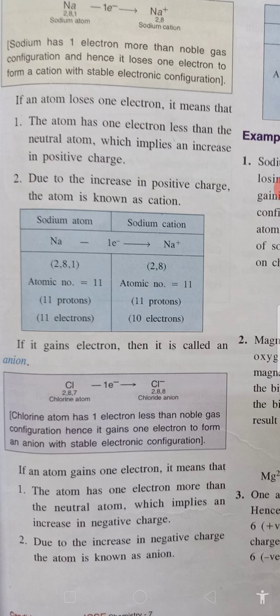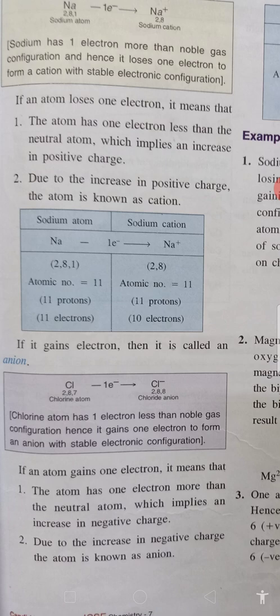If you see, its atomic number in atomic form is 11. In sodium cation form also it is 11, and it has 11 protons. The atom also has 11 protons, the cation also has 11 protons, but the sodium atom has 11 electrons, equal to the number of protons, while the sodium cation has 10 electrons, that is, the number of electrons is now one less. So if it gains an electron, then it is called an anion.